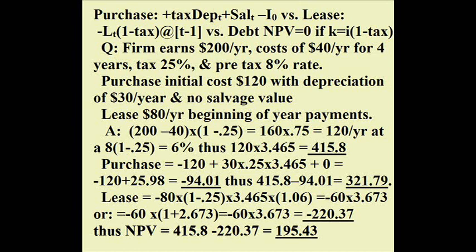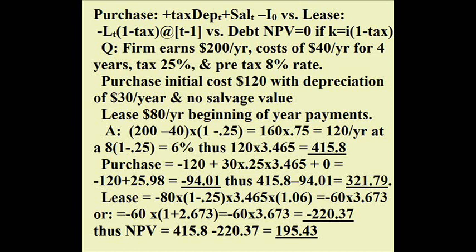First thing we're going to do is look at the revenue side, which we've actually already done, and we're going to net those out against the purchase and the lease. Again, revenue $200 minus the $40 after tax. We got $120 a year, discounted at 6%. Same figure we had before, the $415 and some change.